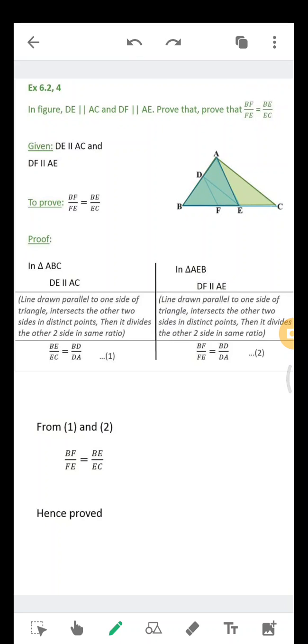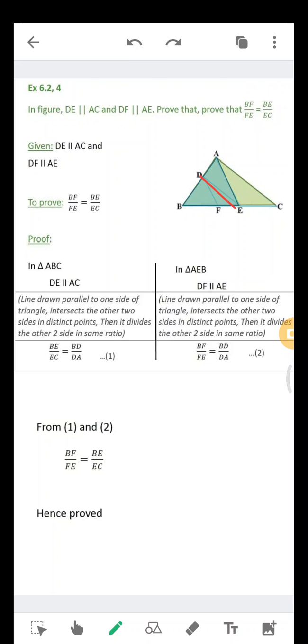If I use BPT here, I'll write this statement once, no need to write it twice. You should write the statement of BPT once. So if I apply BPT here, you can see DE is parallel to AC, so I can say BE by EC is equal to BD by DA, isn't it? Because DE is parallel to AC, BE by EC is equal to BD by DA. This is our equation number 1.